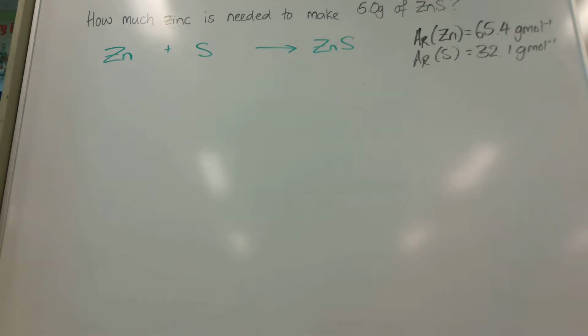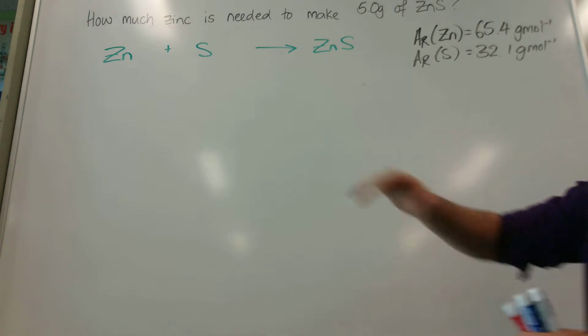One of the reasons that we have been learning about this NMM triangle, how to work out molar mass, and what a mole is, is so we can make predictions or work out how much of a reagent we need if we have a desired outcome. So let's say for some reason we needed exactly 5 grams of zinc sulfide. Well, I know that that's made by reacting zinc with sulfur.